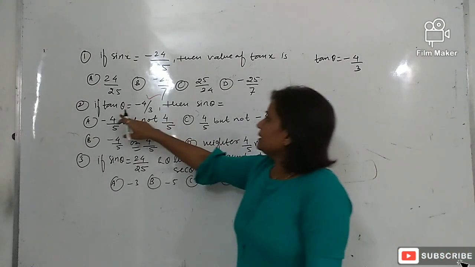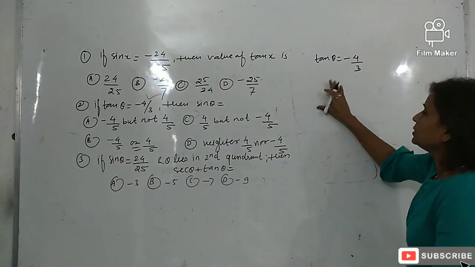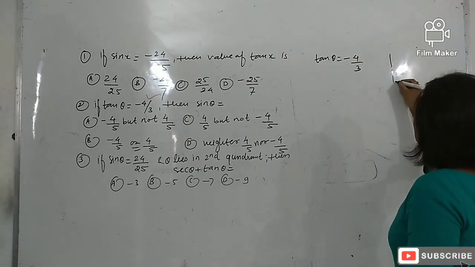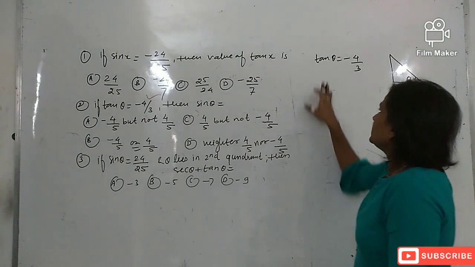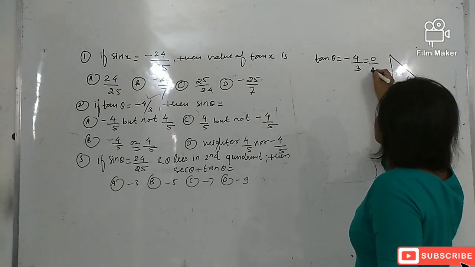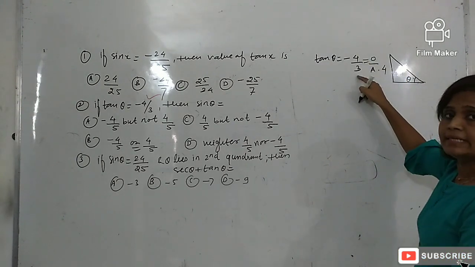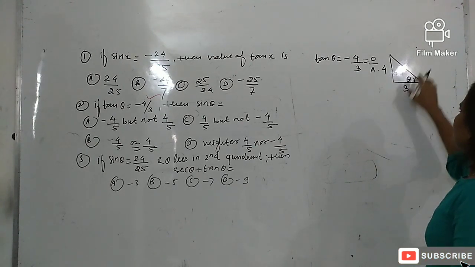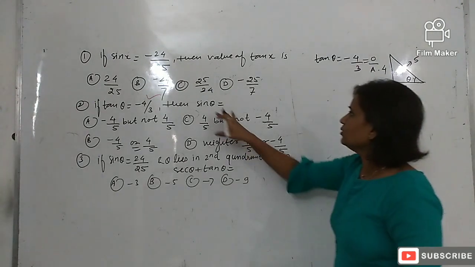So next question is tan theta is equal to minus 4 by 3, and then find the sin theta value. So start from the given value. The given value is tan theta is equal to minus 4 by 3. So again simply draw a triangle, and suppose this is our theta. Tan means opposite upon adjacent, so this 4 denotes the opposite side of theta and 3 denotes the adjacent side of theta. Then using Pythagoras, calculate this third side. This third side will come to 5.